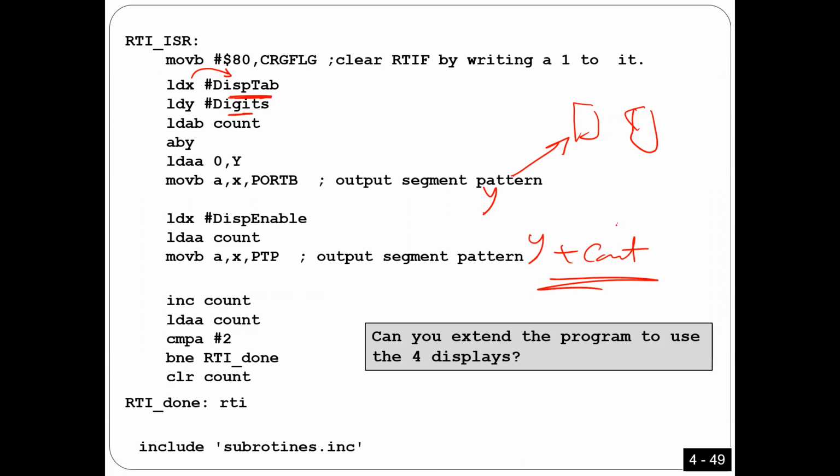Okay, in one iteration, count is 0 in order to get this digit. Next iteration, count is 1 in order to get this one. Then count is 0, count is 1, count is 0, count is 1. It should be continuous this way.